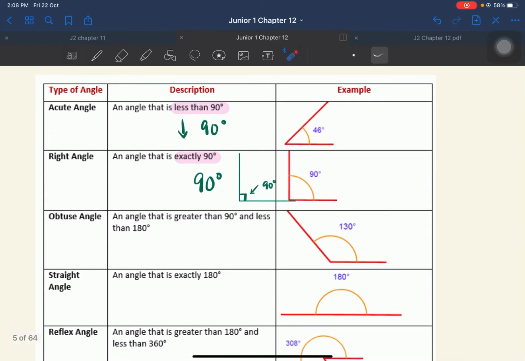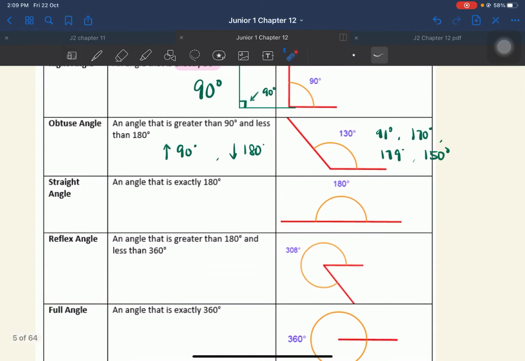Next, obtuse angle. An obtuse angle refers to an angle that's greater than 90 degrees but less than 180 degrees. It can be 91 degrees, 170 degrees, 179 degrees, 150 degrees. Any angle that falls within this range. Obtuse angle. Next, we will have straight angle. It refers to an angle that is exactly 180 degrees. Straight angle.